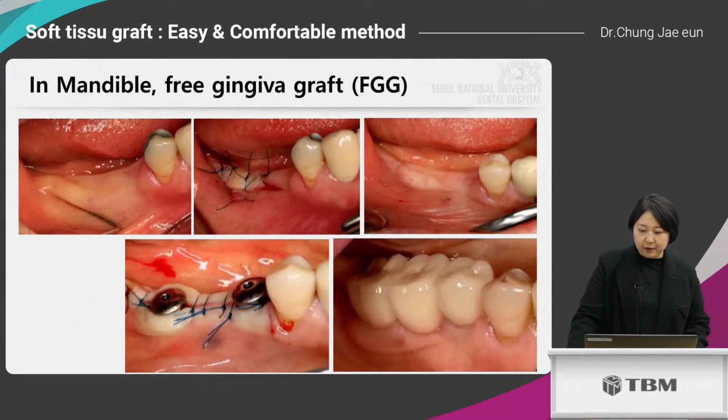In the mandible, adequate keratinized gingiva is secured through free gingiva graft. FGG can be done before implant surgery, during the implant placement, or at second surgery, and after the prosthetic step is all finished. After FGG, the width of keratinized gingiva is maintained very stably for a long time.